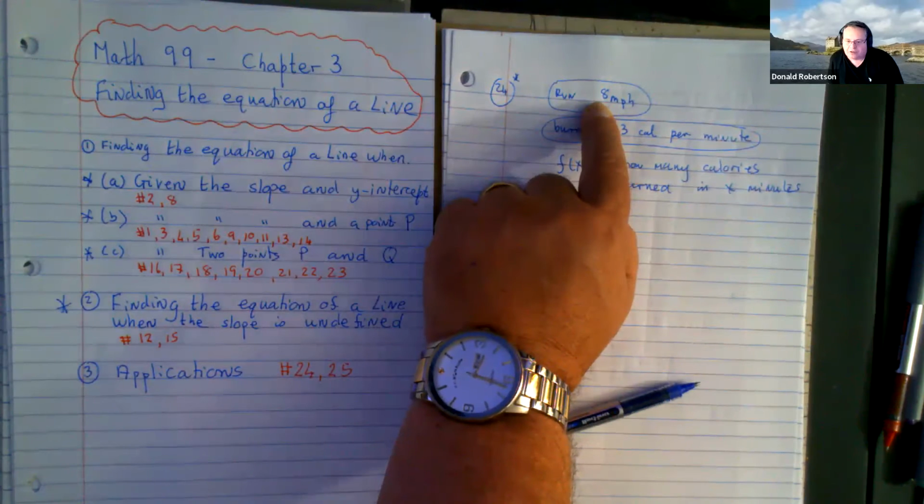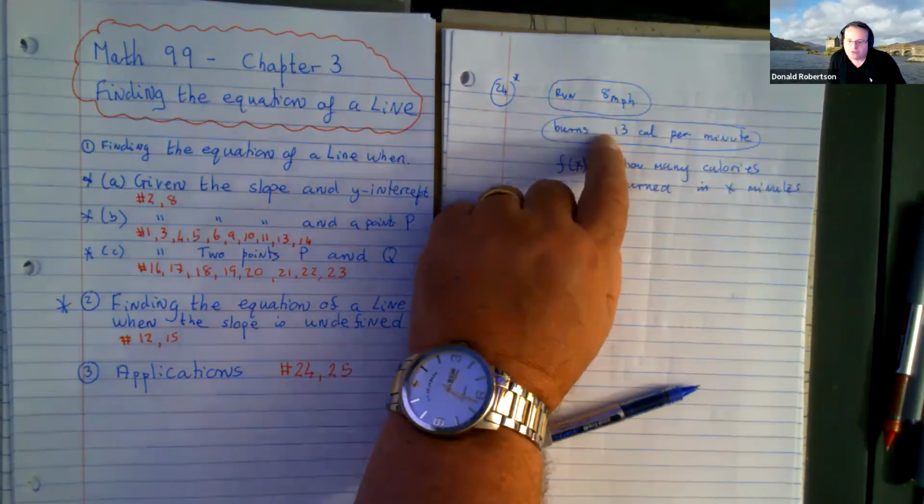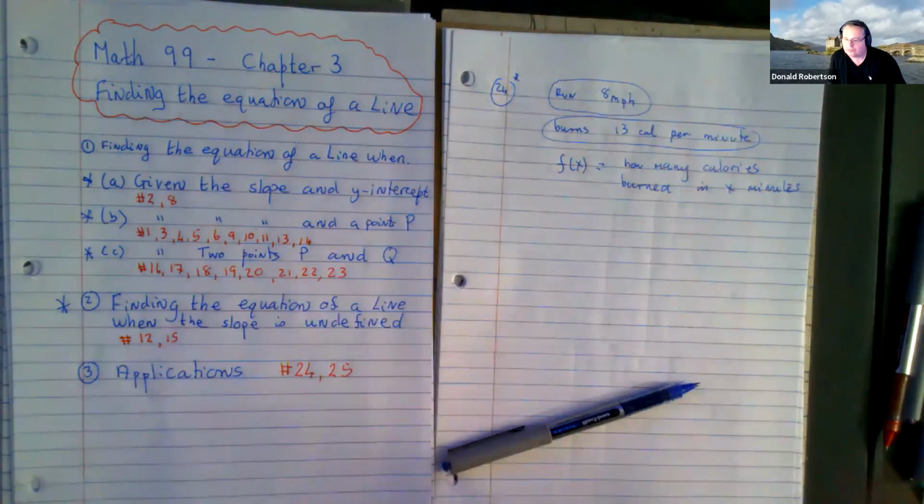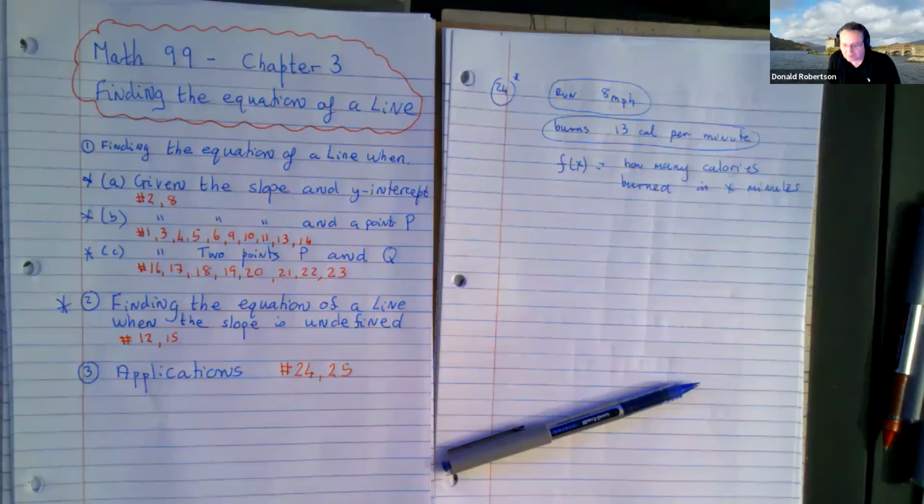You're told that they run 8 miles an hour. You're also told that this person burns 13 calories per minute. That piece of information is not useful. You could have told me his name was John, or that he is a Scotsman, or even his birthday. But the only thing that matters is that he burns 13 calories per minute.